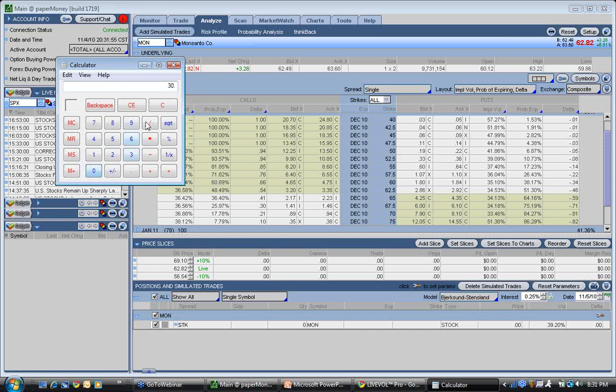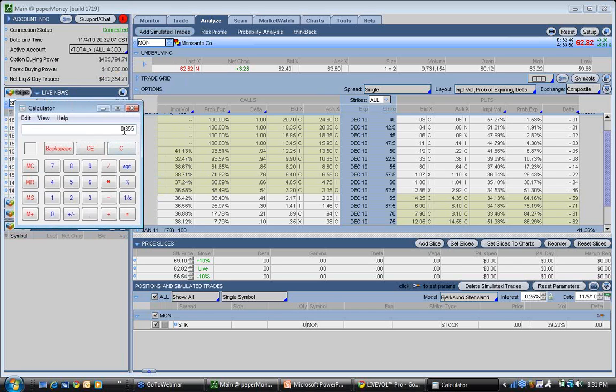So we'd go 30 over 365, square root, times 0.355. Remember, implied vol is a percent, so it's actually 0.355. And then we'd multiply times our price, 62.82. So Monsanto, over the next 30 days, will probably move less than $6.40 in either direction. Kind of interesting. Any questions on that?